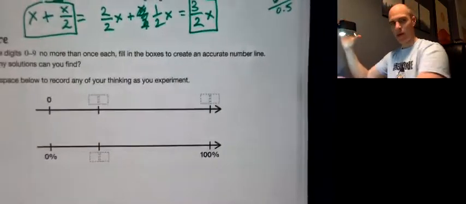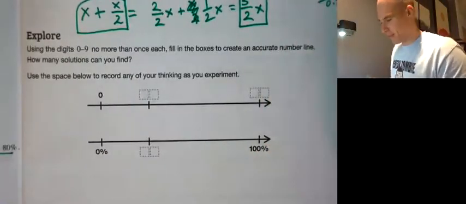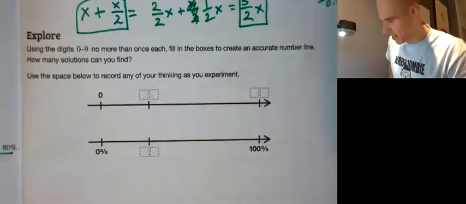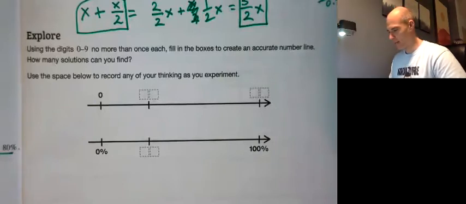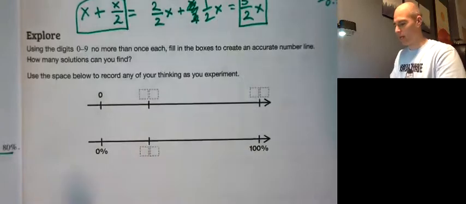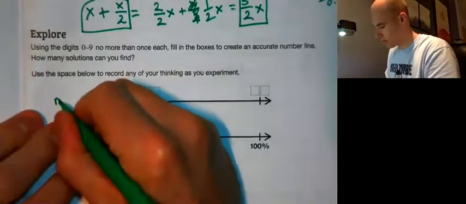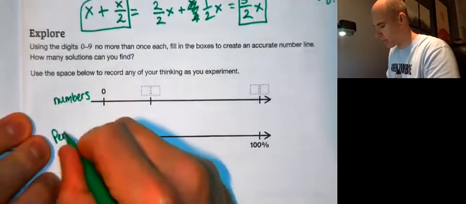All right. So these explore questions are hard sometimes, and I did not do this in advance, so hopefully I don't mess this up. Let's see. Using the digits 0 through 9, no more than once each, fill in the boxes to create an accurate number line. How many solutions can you find? Okay, so on the top, we have a numerical number line, and then on the bottom, we have a percent number line.